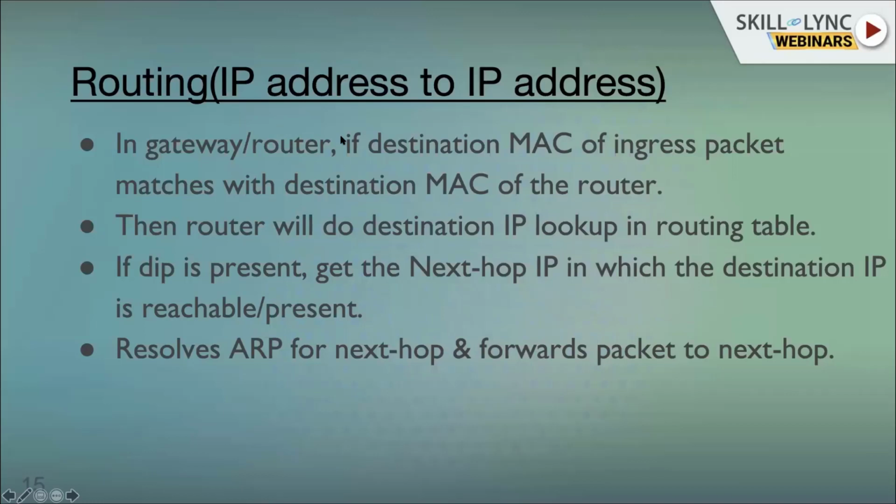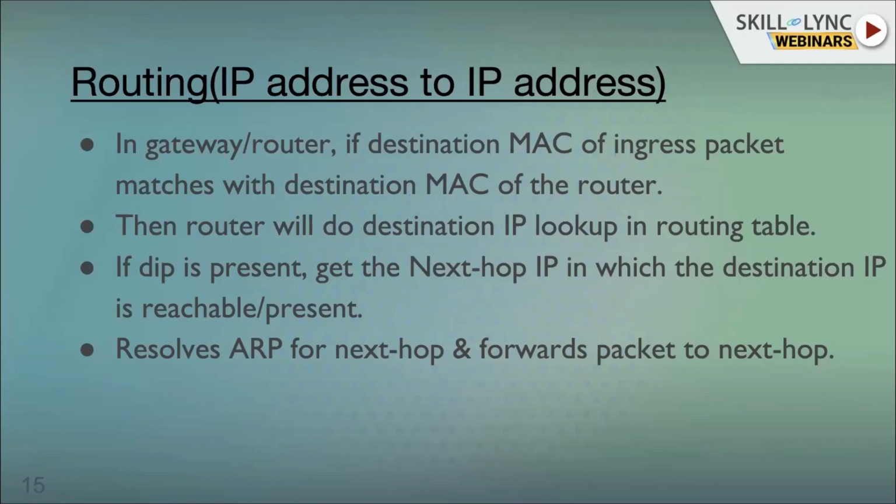Okay. In the gateway router, the destination MAC of the incoming packet must match the destination MAC of the router. So for any router, first, whenever the packet comes, in the packet the destination MAC is compared with the MAC address of the router port where the packet arrived. Only when that address matches does it look up the destination IP in the network packet.